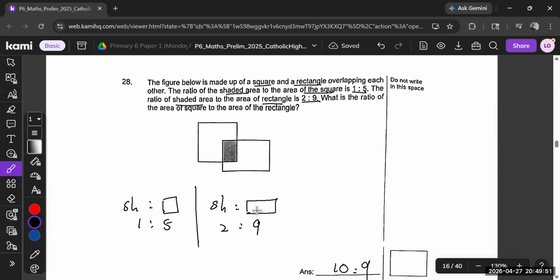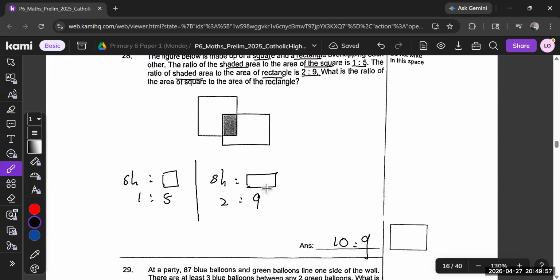If you never create, that is your first mistake. Secondly, after you created, do you compare the two ratios to see what is the same? And then what do you do? If you see them the same, you make them equal. So you times 2, you will get 2 is to 10 and 2 is to 9.